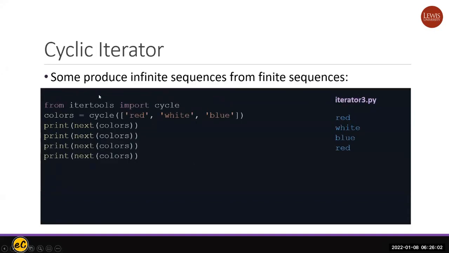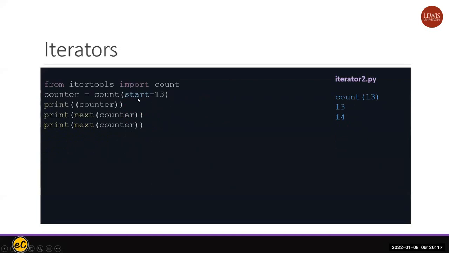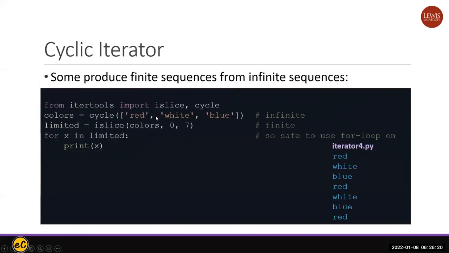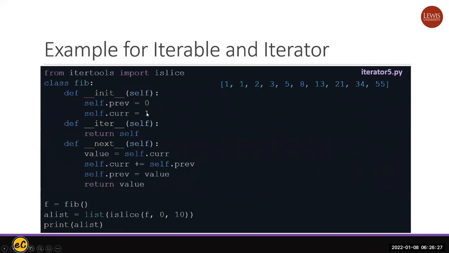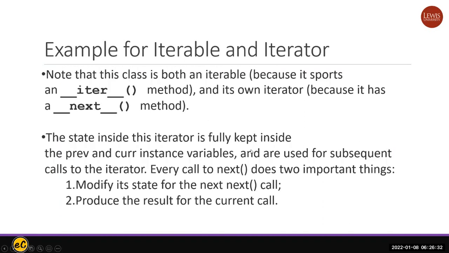You can use the itertools tool to do cycle, which cycles through different colors, and cycle by itself is iterable. So you can use the next function to get it. Count is also iterable. And you can do slicing on an iterator, you can do islice. This portion beyond is more advanced.